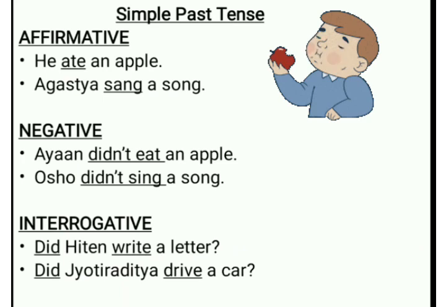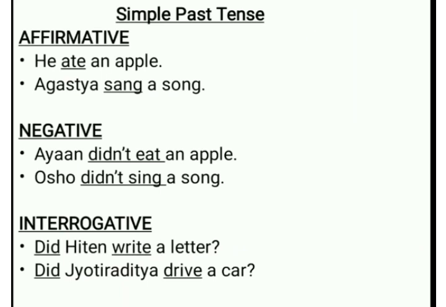When we convert the affirmative into a negative sentence, we use didn't or did not. Ayan didn't eat an apple. Osho didn't sing a song. Here we only need to remember that with did, we use the first form of the verb. Didn't eat, didn't sing, didn't write. So you have to remember that with did, we use the first form of the verb.